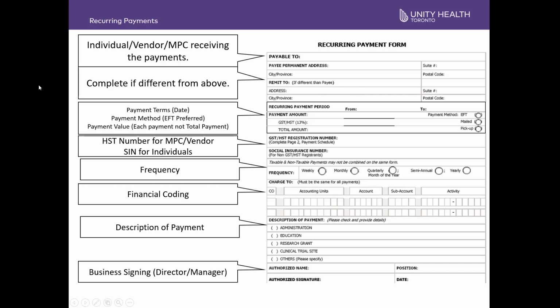Next, make sure you indicate the payment terms, the dates related, the payment method, EFT is the preferred method, and the payment value. Keep in mind that the payment value is not the total payment. It is either the monthly or the quarterly or semi-annual amount that accounts payable will pay.